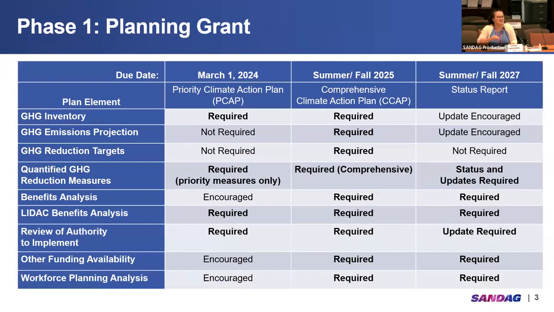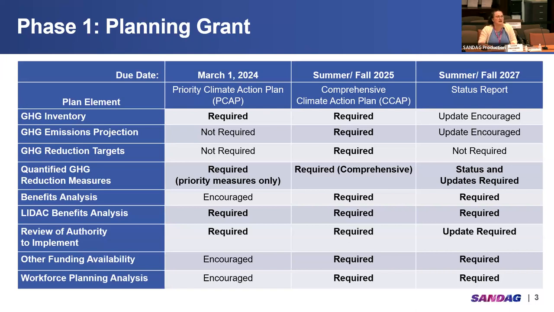But getting into this is the details slide, so sorry for it being really busy. But what we've got are those columns. The second column is the PCAP and what we have to do. The middle is the comprehensive CAP that's part of the regional plan and the status report at the end.